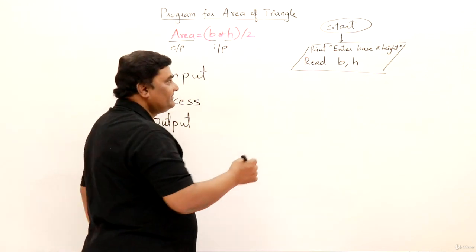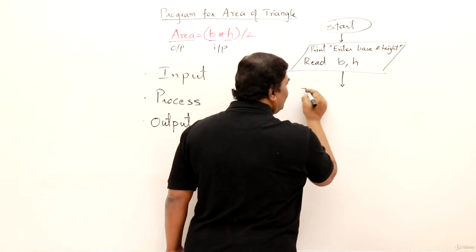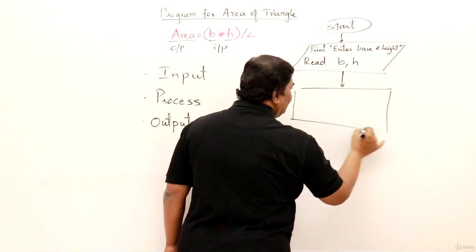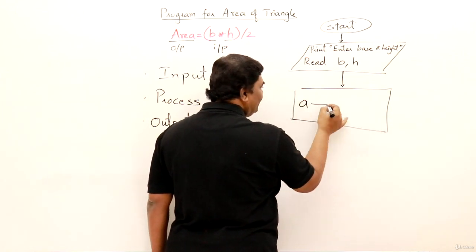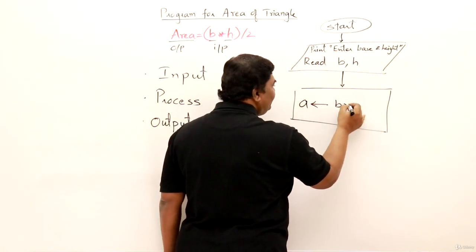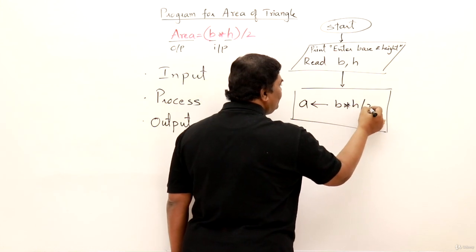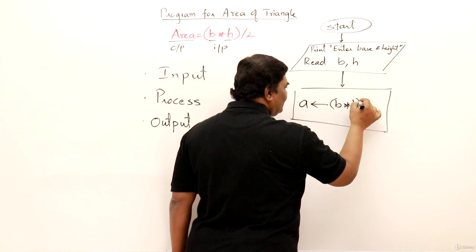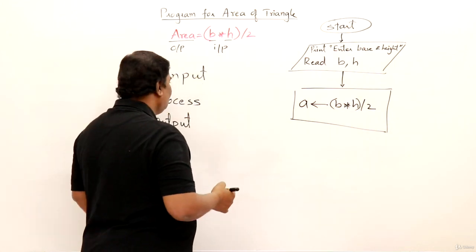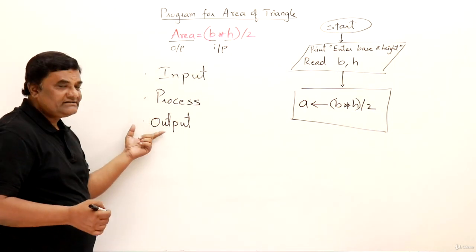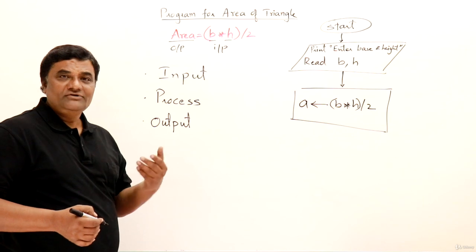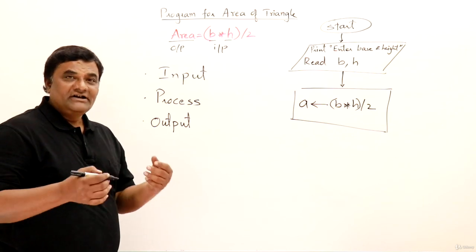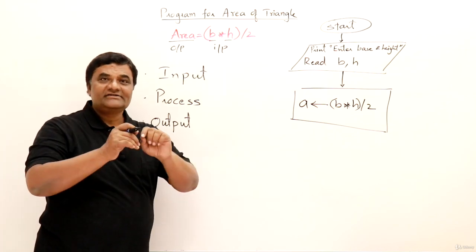Now next, process. So what is the process? Formula. What is the formula? Area, I will call it A, is assigned with base into height by 2. This is the formula. I can even write them in brackets also. Now process is over. Now next is output. I have to give you the result. I should tell you that area is so and so.